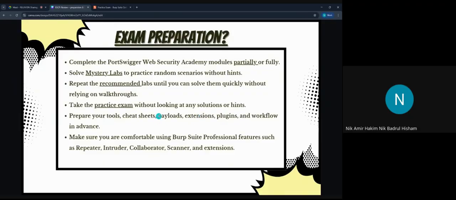Other than the exam preparation, that is the requirement set by PortSwigger. The other thing I will tell you is to prepare your tools, your cheat sheet, your payloads, your extensions, plugins, and workflow in advance so that you are really ready for the examination itself. And lastly, make sure you are comfortable using the Burp Professional features, such as Repeater, and most importantly Collaborator, the active scanner, and other extensions that are not offered in Burp Community.